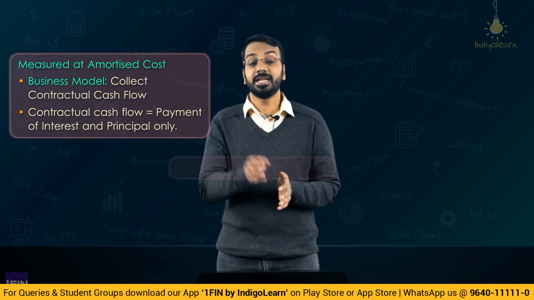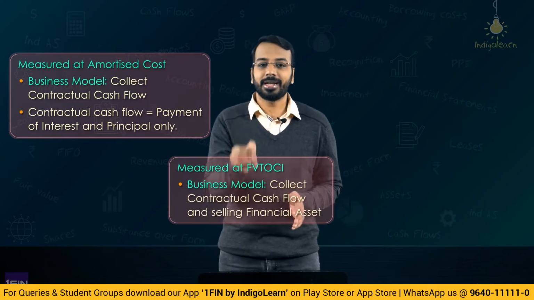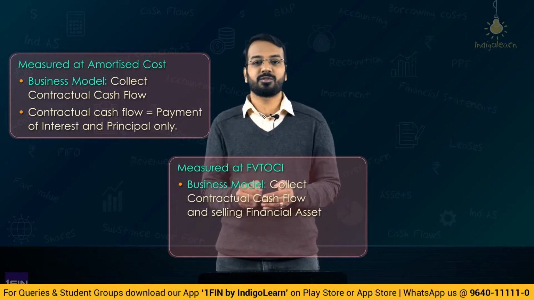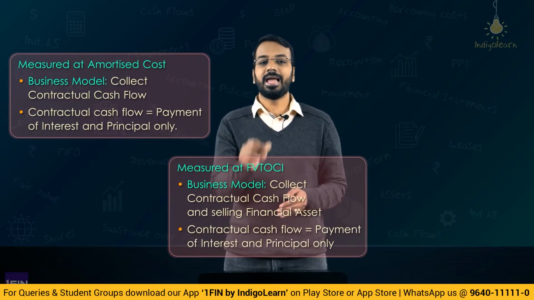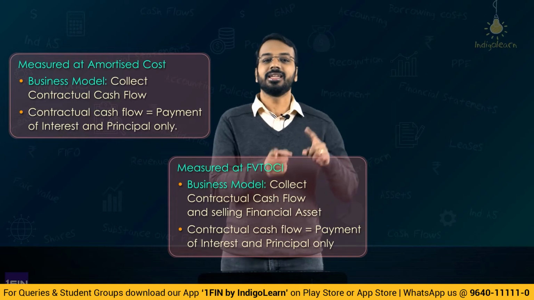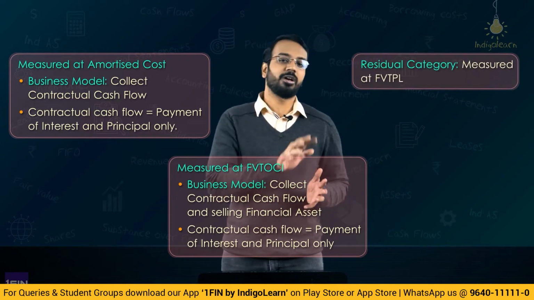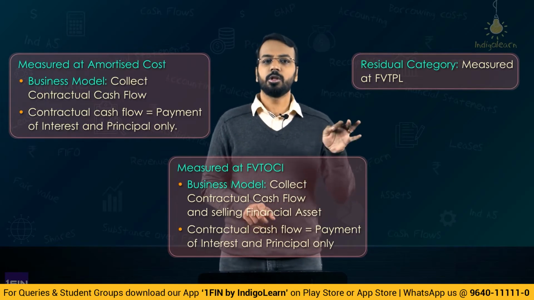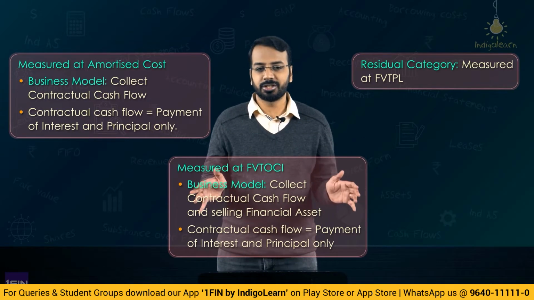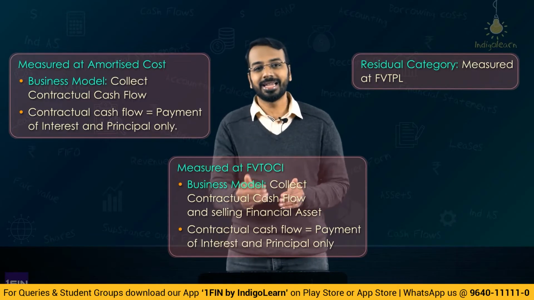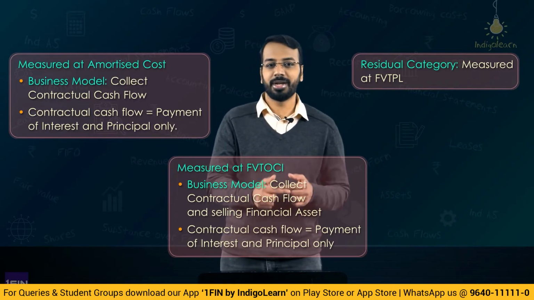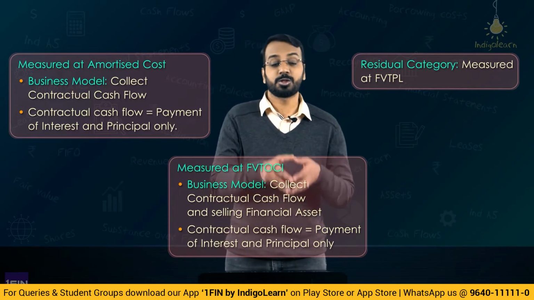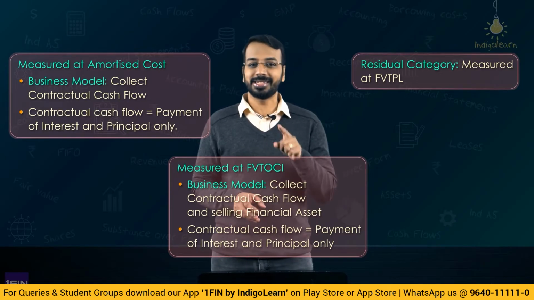For FVTOCI, the business model should be to collect contractual cash flows and to sell the financial asset, and the contractual cash flows should be solely the payment of principal and interest. And the last category is the residual category. Whichever does not fit into the first and second category, you will measure at fair value through P&L, right? So, now we have understood the classification. We will talk about the exception and then we will move on to measurement. Once we do measurement, you will understand that if you have understood everything logically, the financial instruments topic as such is not so scary as it sounds.